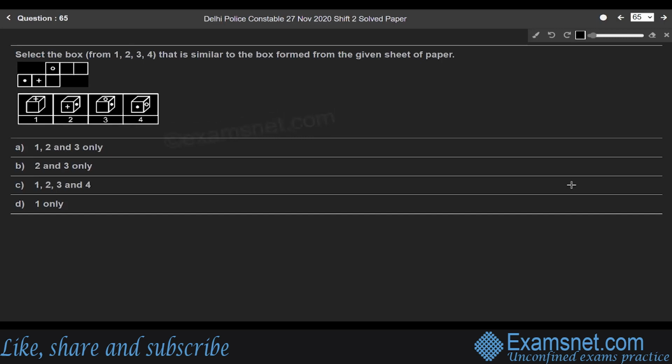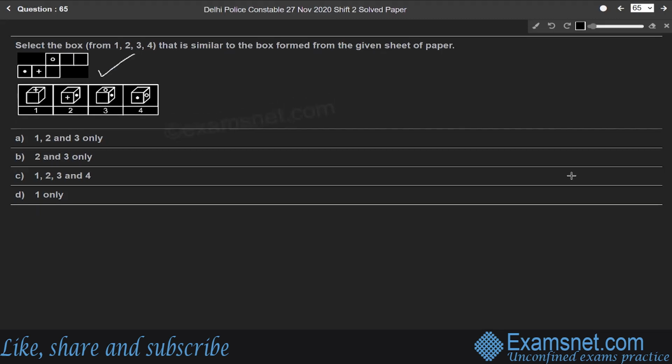Question 65. Select the box from 1, 2, 3, 4 that is similar to the box formed from the given sheet of paper. So the given sheet of paper is like this. In the first figure, plus has two blank adjacent sides, right? So when we form the box using the given sheet, the dot and the circle will be the two adjacent sides of plus, right? So the remaining two will be the blank sides. Hence, the first figure is possible.